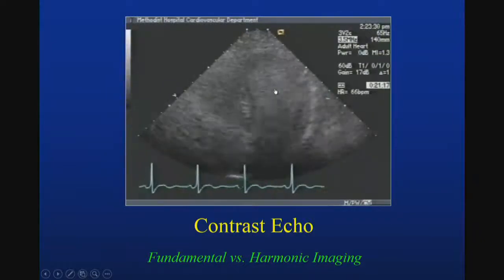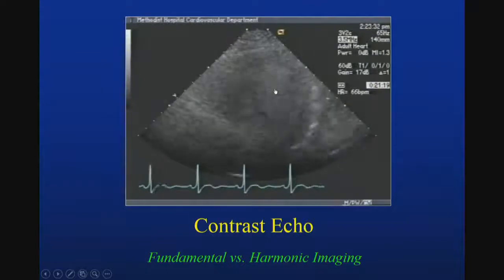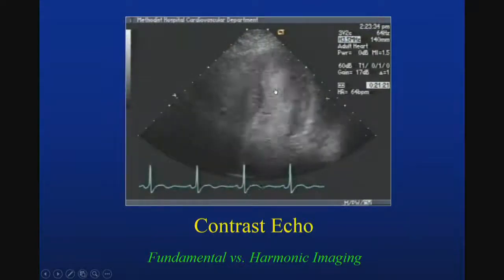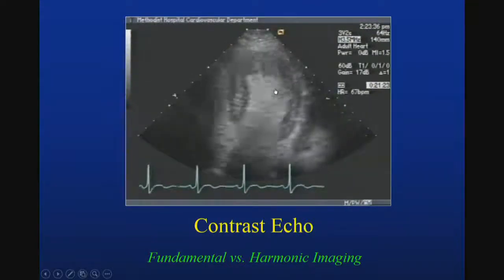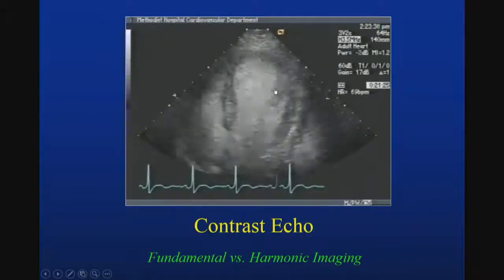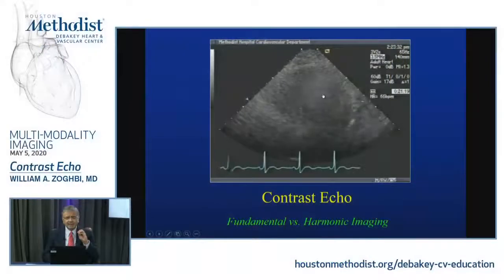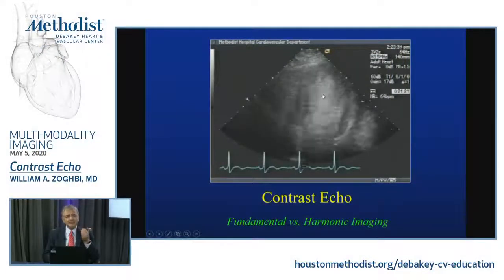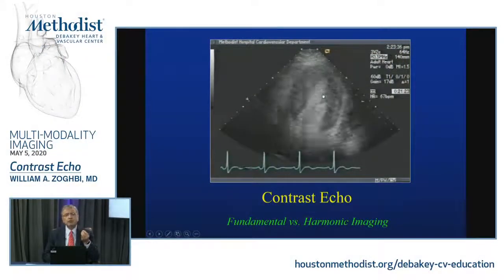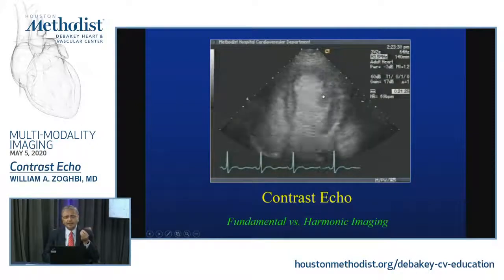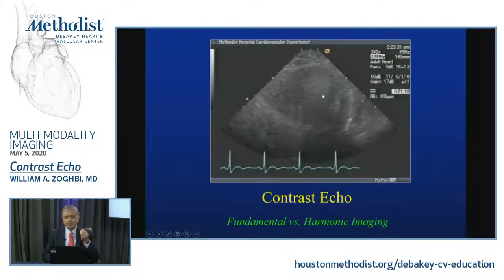Most machine settings are already set for harmonics. Actually, most of our imaging nowadays is done with harmonics, so we have less of that issue. But you need to understand that, because again, these are machine settings for the same contrast that will change the depiction of the image and how good the image is, okay? All right.